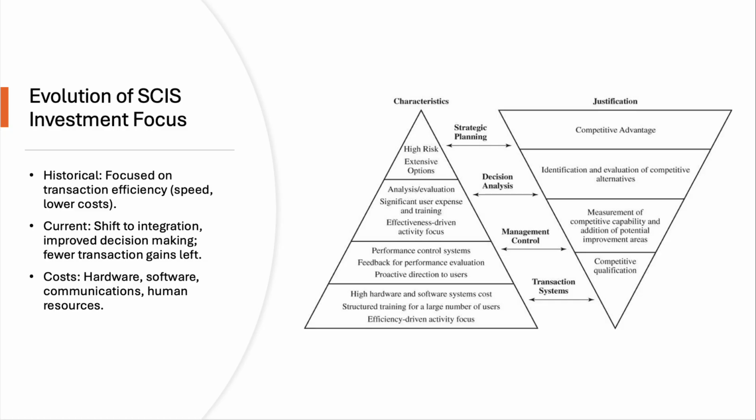Major cost categories include hardware, software, communications, and human resources. This reminds us that information systems are not free. They require technology investment, system maintenance, employee training, process redesign, and managerial commitment. Therefore, firms need to evaluate information technology not only as a cost, but also as a strategic investment. A major reason firms invest in these systems is the complexity of global supply chains.